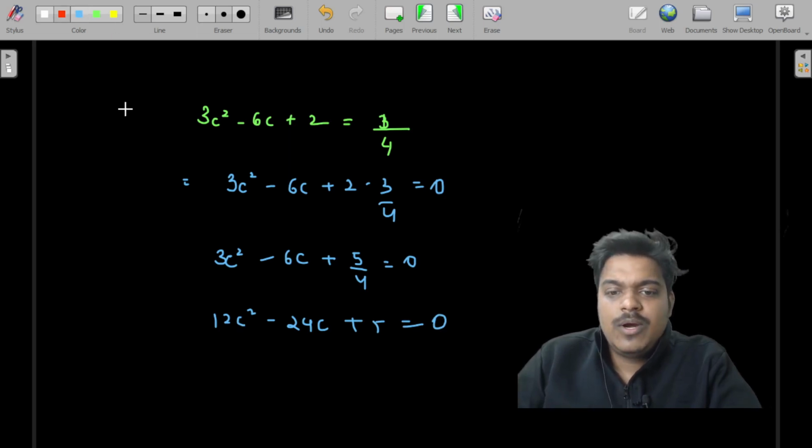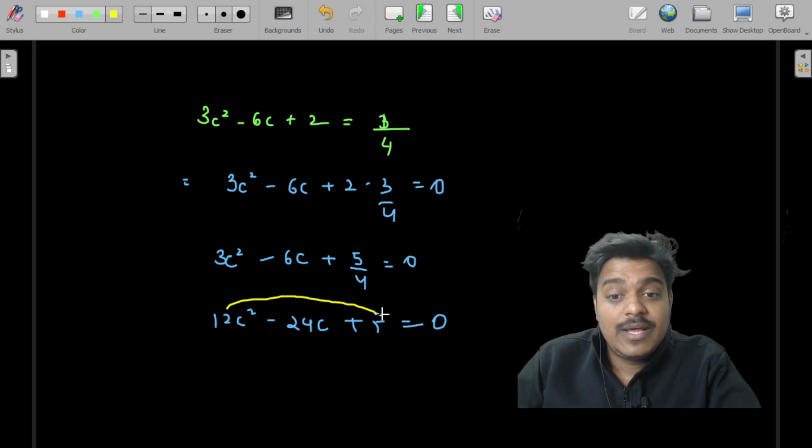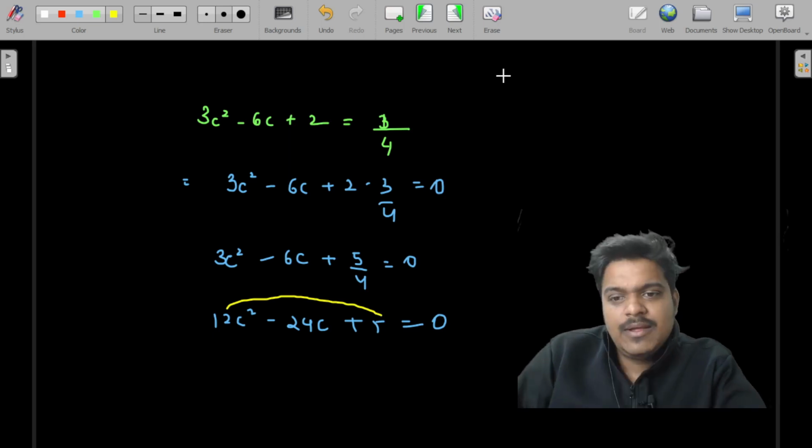If I actually go by factorization, 12 into 5 is 60. 60 can be written as 10 into 6, 12 into 5, 15 into 4, 20 into 3 as well. Okay, it is not coming to me, so I will solve it directly. C is equal to minus b.